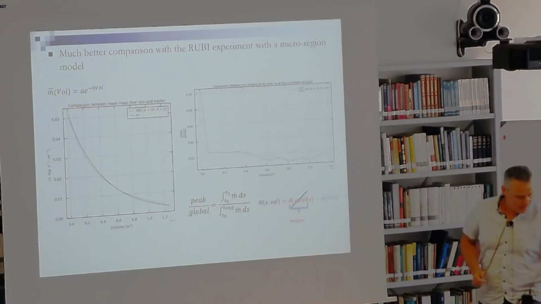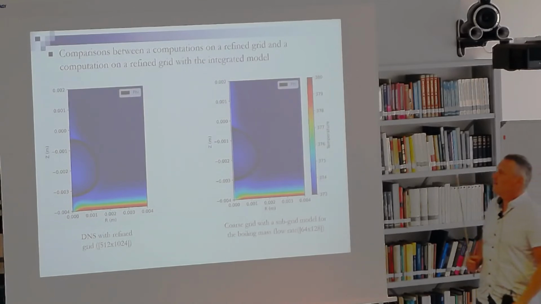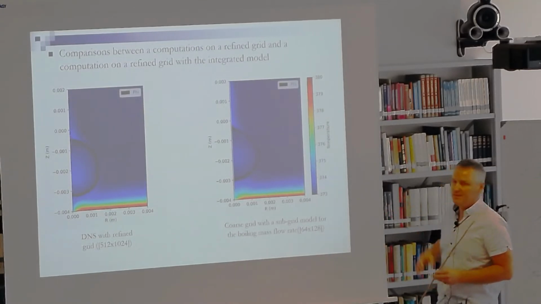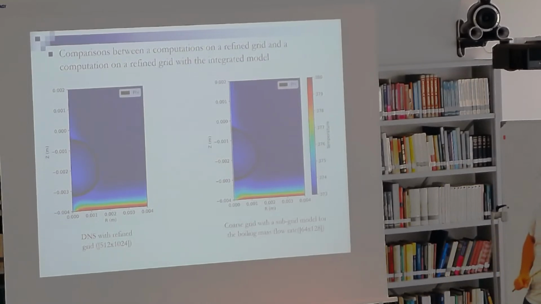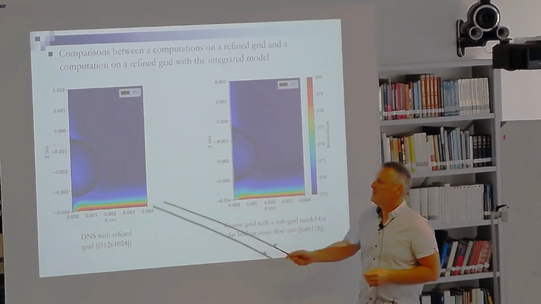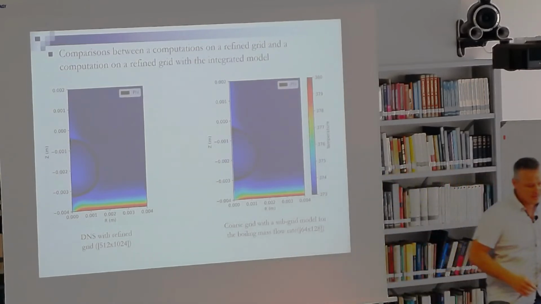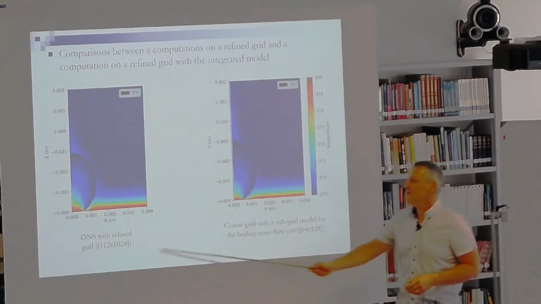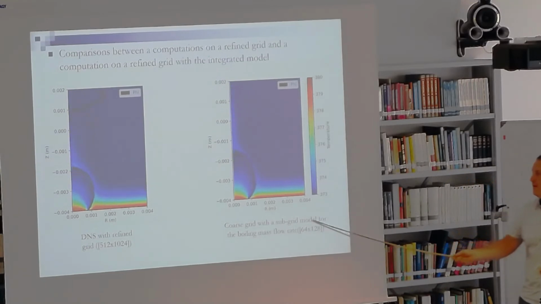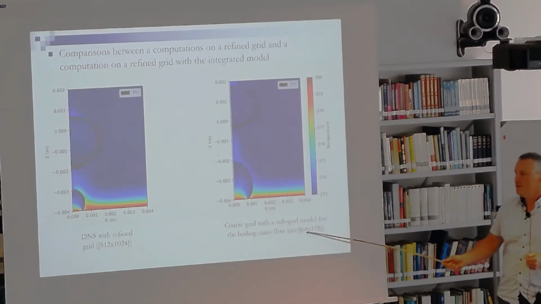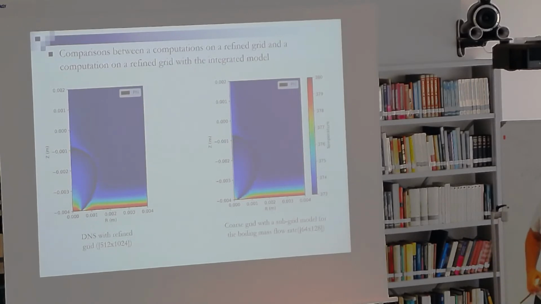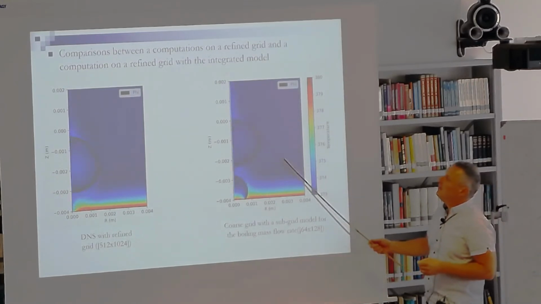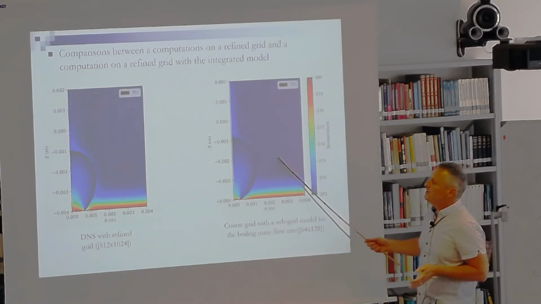So we can just define a correlation on this plateau and introduce it in our solver to replace the well-resolved boiling mass flow rate, and compare our simulation with a refined grid without integrated model and a simulation with a coarse grid and an integrated model. The coarse grid is 64 times 128, and here we see a rather good agreement of the simulation with an integrated model.